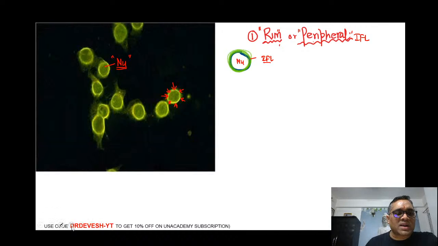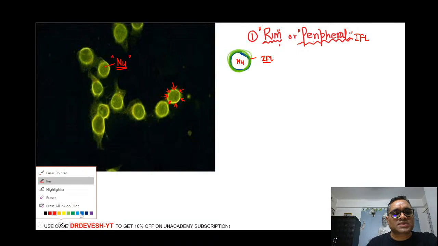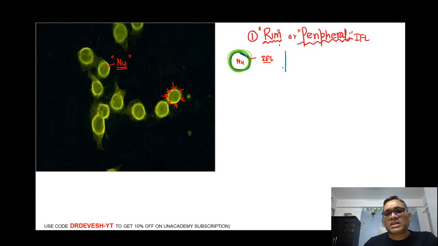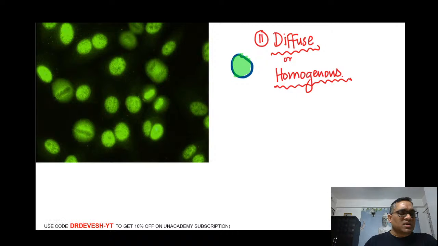Peripheral or RIM pattern of immunofluorescence staining is seen in double-stranded DNA antibodies. So most commonly they are associated with double-stranded DNA. So I'm writing most commonly, right? I always say that it is most commonly double-stranded DNA antibody. So RIM is associated with double-stranded DNA antibody, right? Now the second pattern of immunofluorescence.